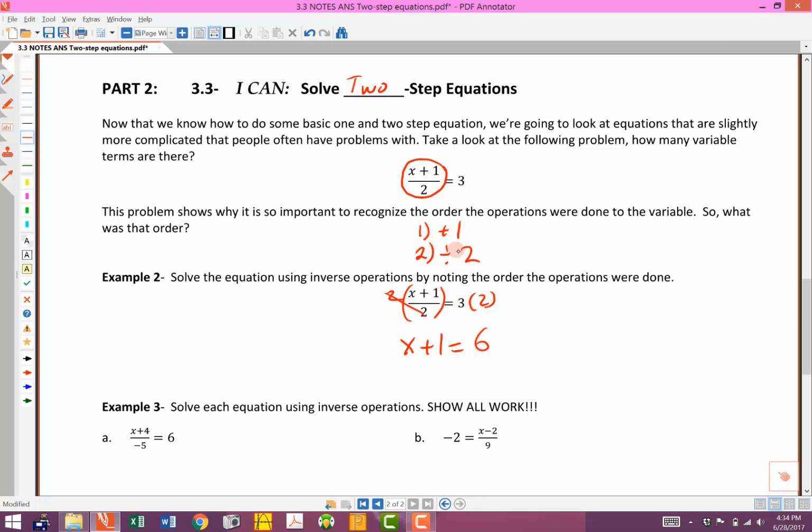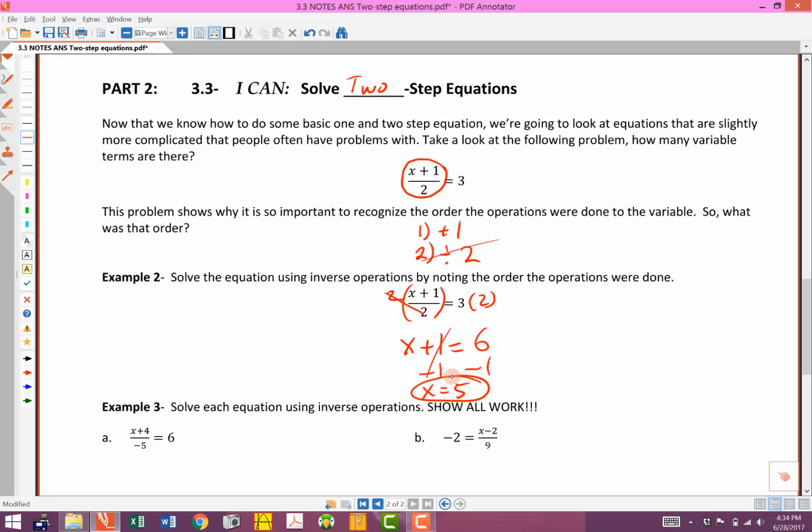Well, now we already undid this one. We got that one taken care of. Now we need to undo adding 1. To undo adding 1, we're going to subtract 1 from both sides. Those cancel to be 0, so we end up with x equals, let's see, 6 minus 1 is 5. So that's the answer to this problem.